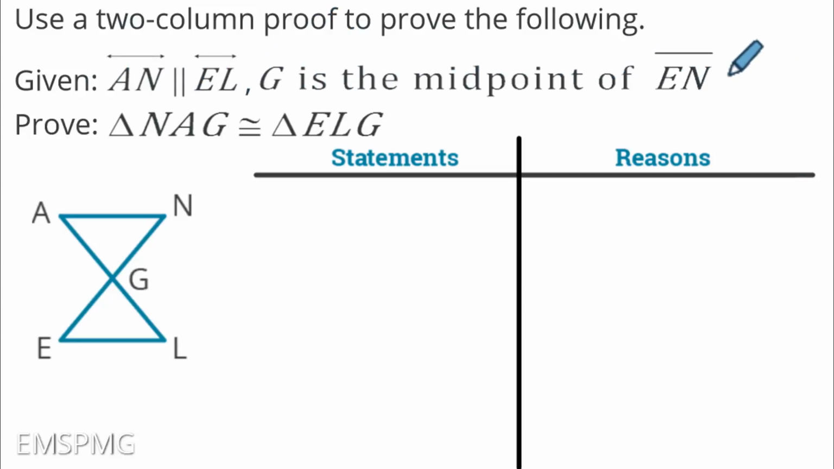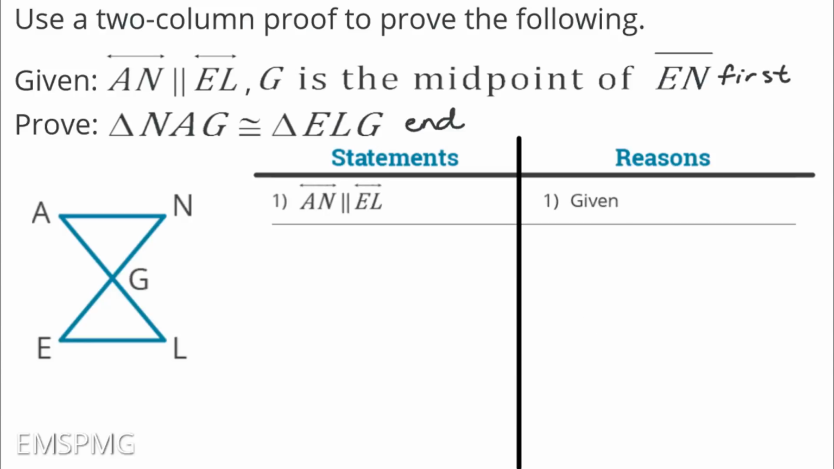It is your givens. So this is always coming first. Your proof statement is what we are going to end with. So always keeping this in mind, we want to see what information we have in order to prove these two triangles congruent. Starting off with the givens, we see that these two lines are parallel. How did we know this? It's because it is given information.